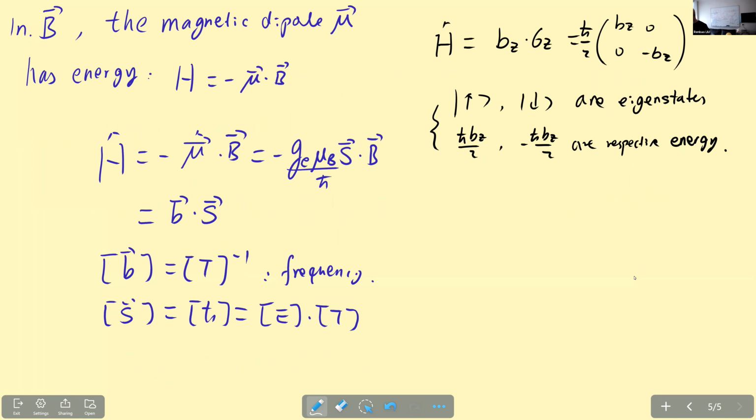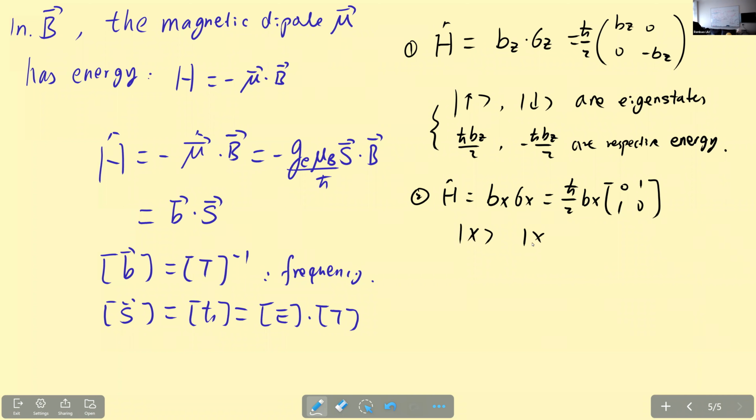And then, of course, so this is one example. You can also consider another example. So H equals b_x sigma x. That will equal h bar over 2 times b_x times the matrix 0 1, 1 0. You know that the x plus and x minus states are the eigenstates, right? Energies will be h bar b_x over 2 and minus h bar b_x over 2, right? Okay. So these are the states.